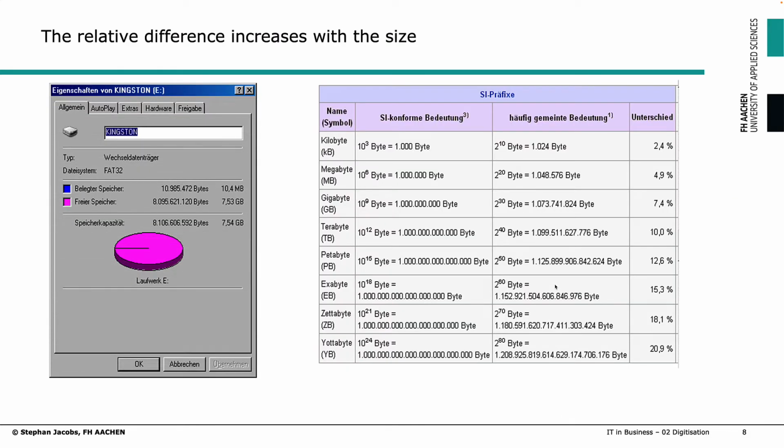So what you can see here is the relative fault between the two kilo definitions is small when you start looking at kilo, but it goes up for megabyte, gigabyte, and if you, for example, look at yottabyte, then the relative difference is already 20%. Anyhow, these values for kilo are established in computer science.